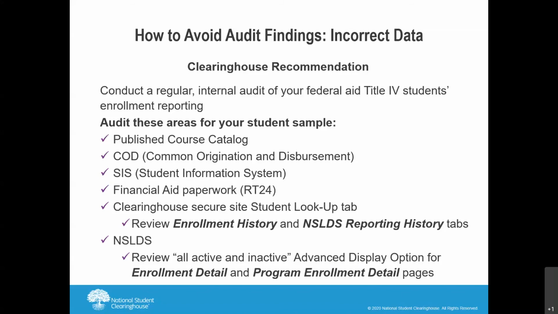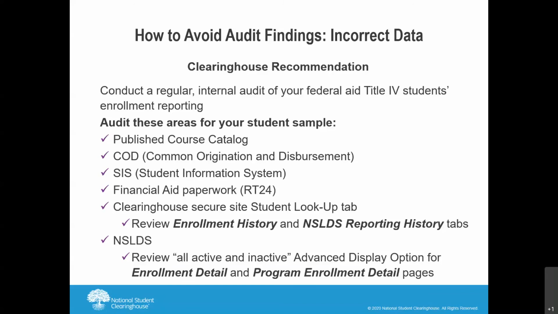Once we've pulled our cherry-picked test sample within our own school, where am I looking at information? For the program level information that you're sending to Clearinghouse, you'll want to check that against your published course catalog or pamphlet or like document that is published and widely available to students and faculty and everyone. You'll want to review it against that.